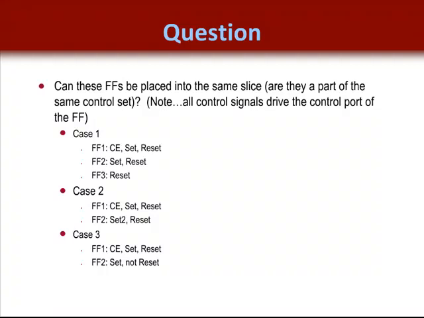Case number 2, flip-flop 1 had a clock enable, set, and a reset, and flip-flop 2 has a second set signal but the same reset. And in case number 3, flip-flop 1 has a clock enable, set, and reset, and flip-flop 2 has a set and a not reset signal. So why don't you pause for a few seconds, think about each of these cases, and tell me if you think case 1, 2, or 3, or if any of them, are actually suitable for having all those flip-flops grouped into the same slices.